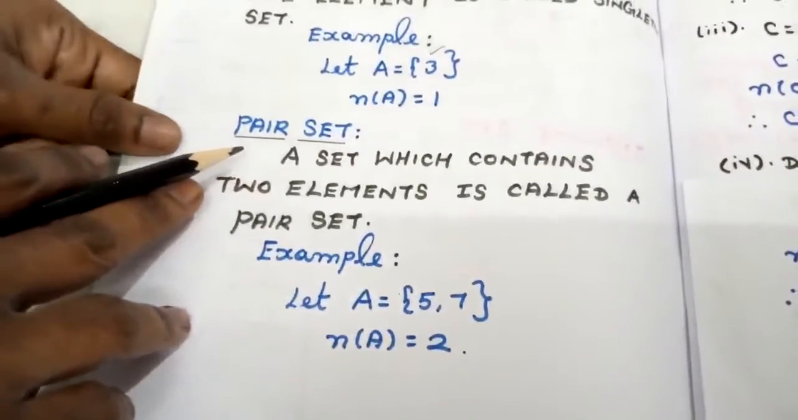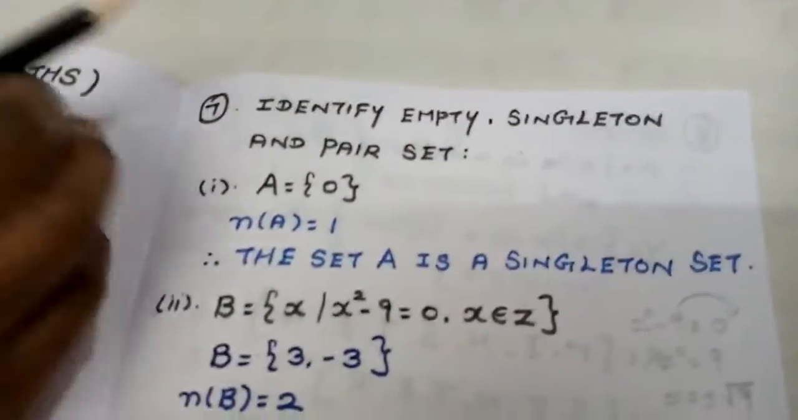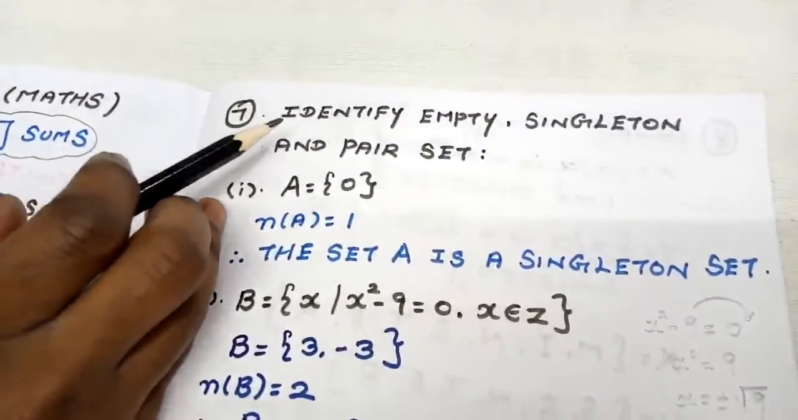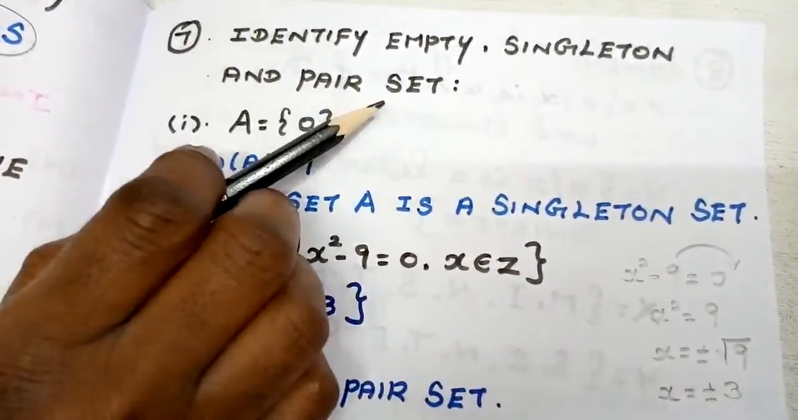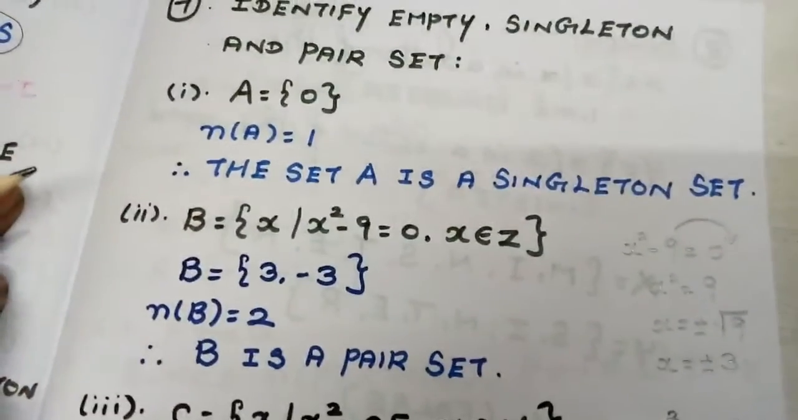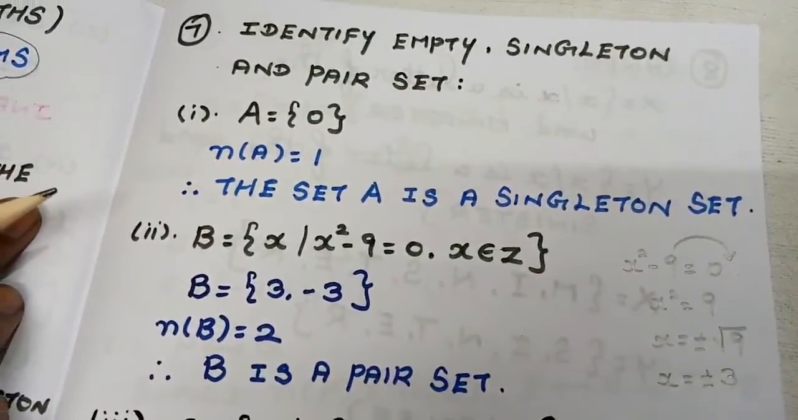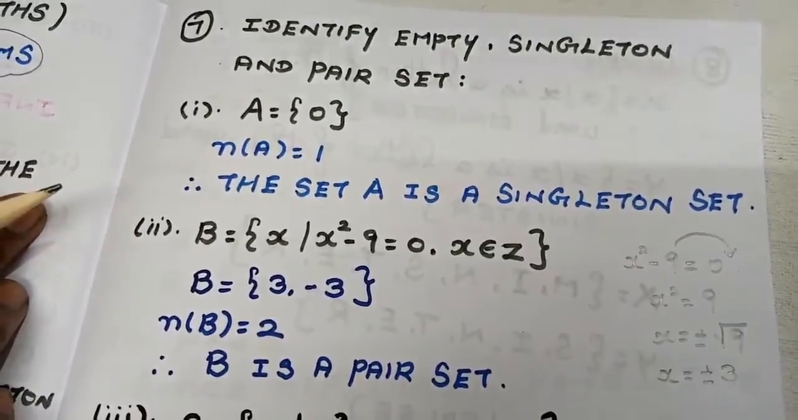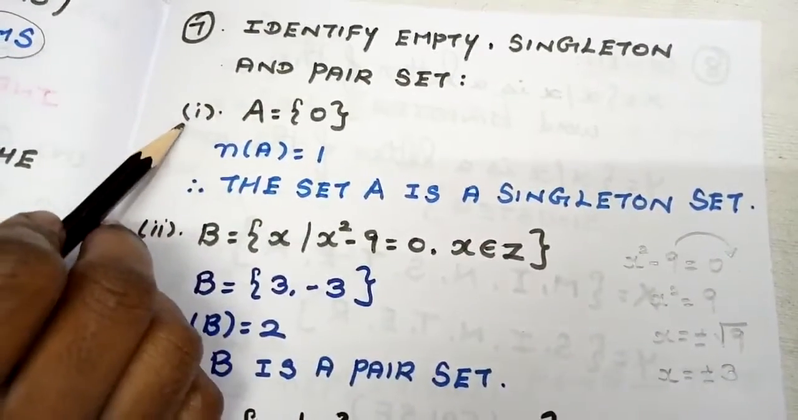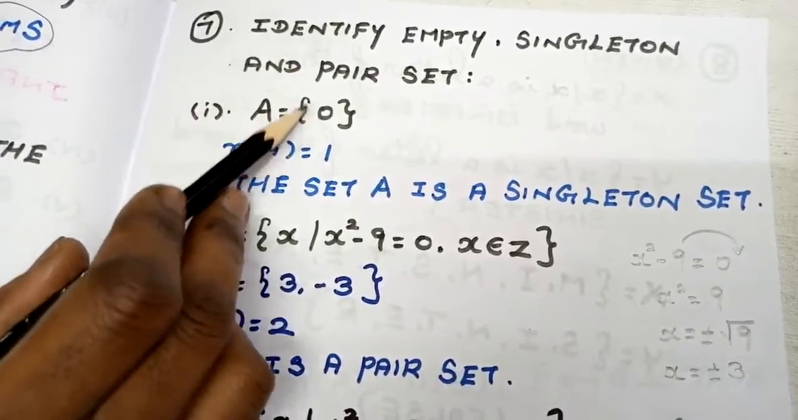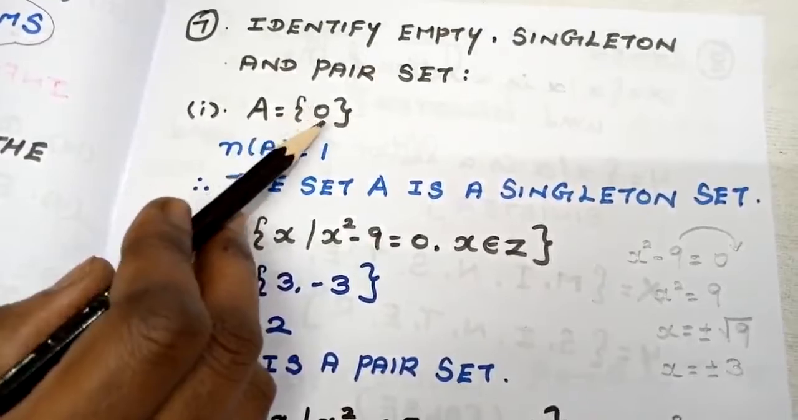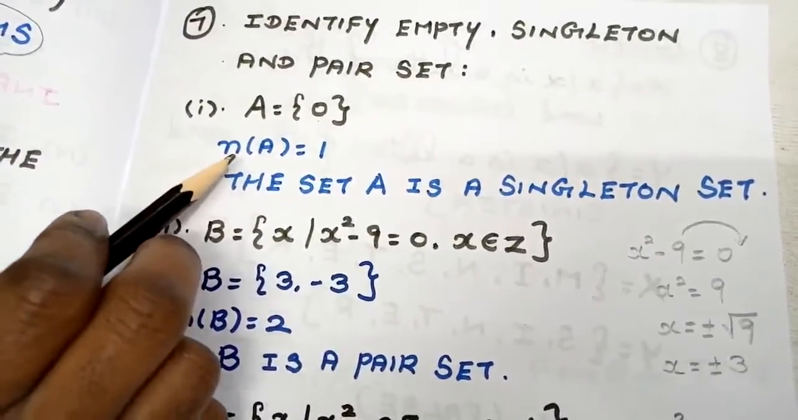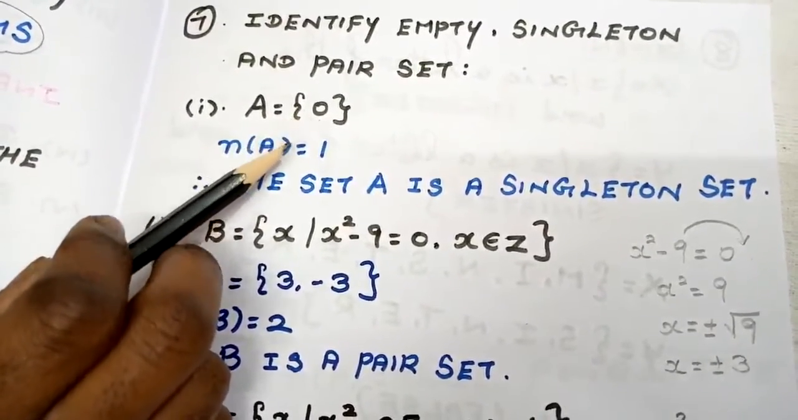Coming to the 7th question, based on these 3 conditions, we are going to see the 7th question, students. So what they are asking here is: identify empty, singleton and pair set. They have given you 4 sets. We are going to find whether each is going to be an empty, singleton or pair set. The first question here is A equal to set 0. Even 0 is also an element; if I count the number of elements inside that particular set, you will be having it as 1.